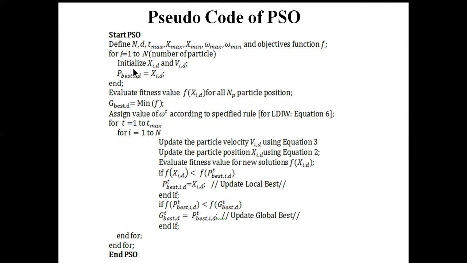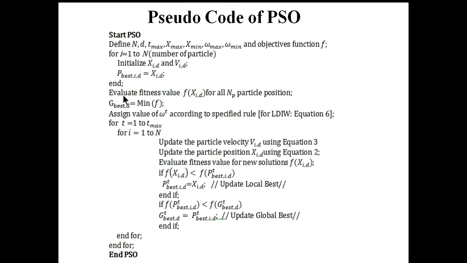Now evaluate the fitness value for each position, or for each particle. For each value of position, by using the objective function f, we get a particular fitness value. For all n particle positions, now find the minimum value of all the fitness values. So the minimum of f is the global best solution.